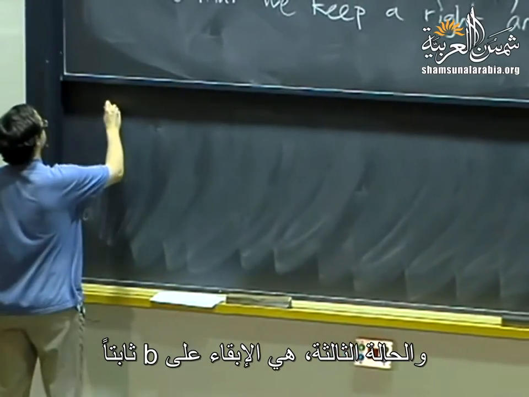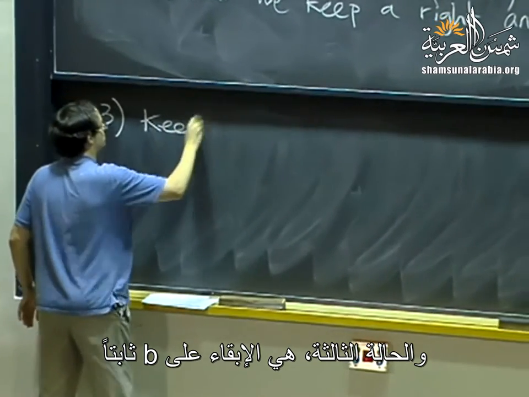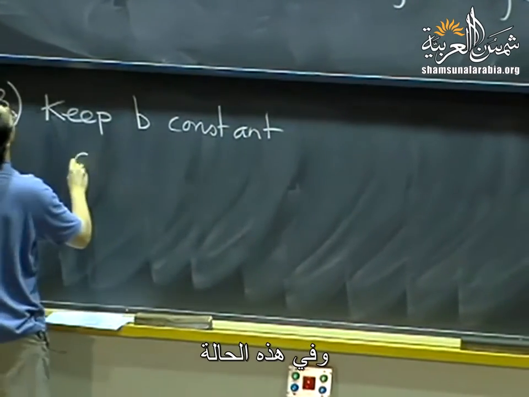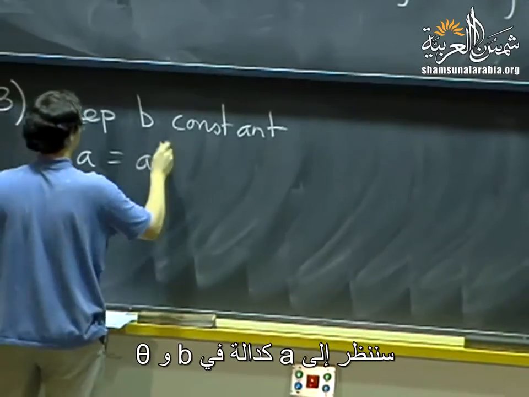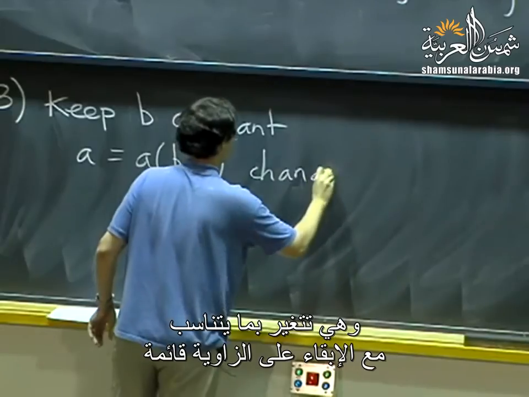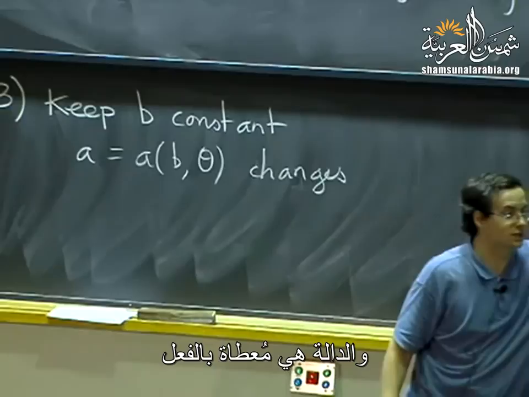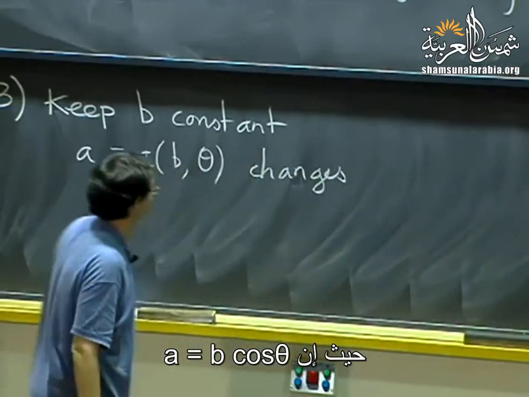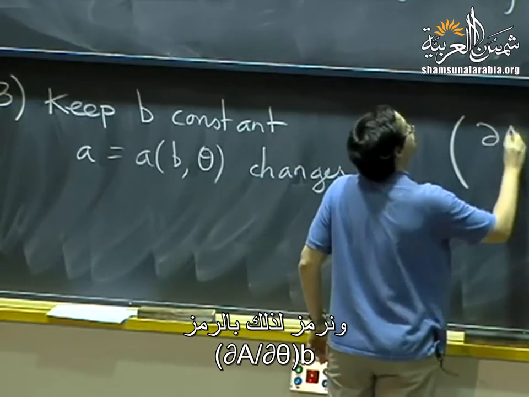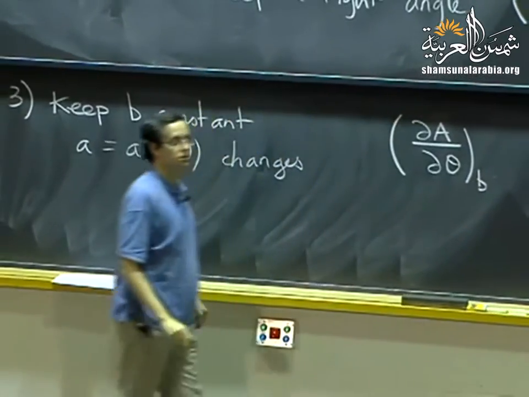And the third one is where we actually keep B constant. And now A, we think of A as a function of B and theta, and it changes so that we keep a right angle. So actually, as a function of B and theta, it's given over there: A equals B cosine theta. And so this is called partial A over partial theta with B held constant.